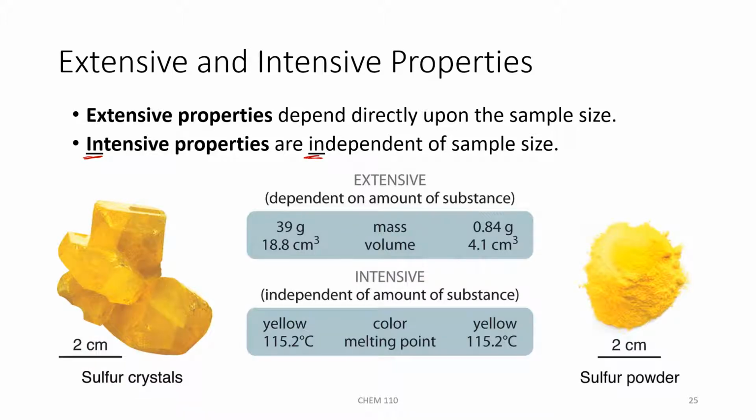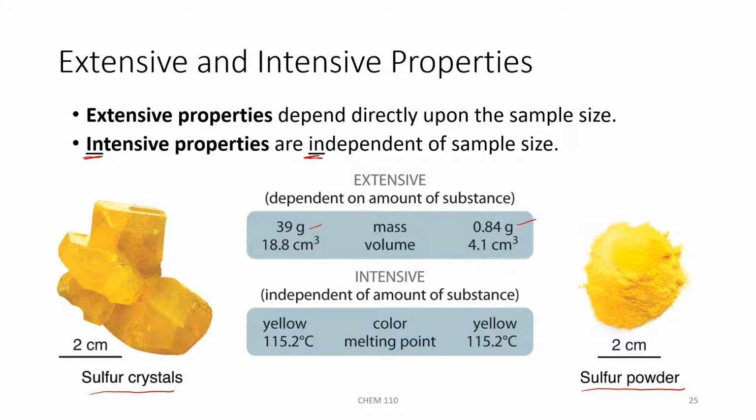If we compare sulfur in two different forms, on the left we have sulfur crystals, and on the right we have sulfur powder. So if we look at what are some of the extensive properties of these substances, on the left the crystals have a mass of 39 grams. On the right they have a mass of only 0.84 grams. So it's extensive to say that the mass is an extensive property. Volume is also extensive. The volume is much larger of the crystals on the left than it is on the right. It matters how much is there.